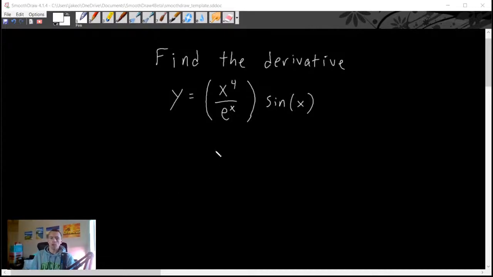So here's the first example we're going to be going over, of having to use the product rule and quotient rule in one problem, and how that's going to go. Like I said, we're just going to find the derivative of this function. In this case, our function is y equals x to the fourth over e to the x, all multiplied by sine of x. I talked about this quite a bit in the product rule and chain rule examples that I went over recently.